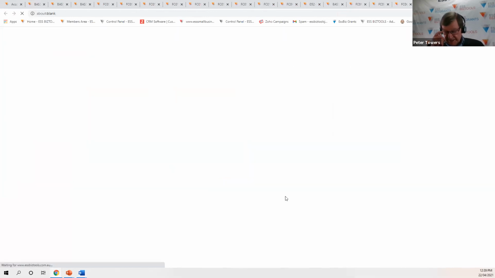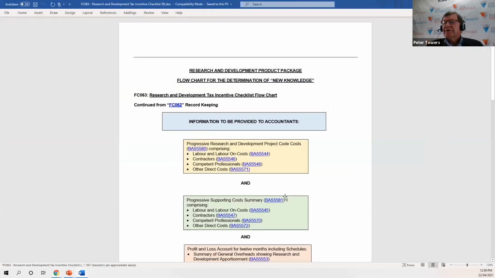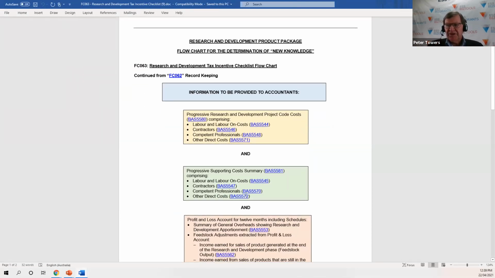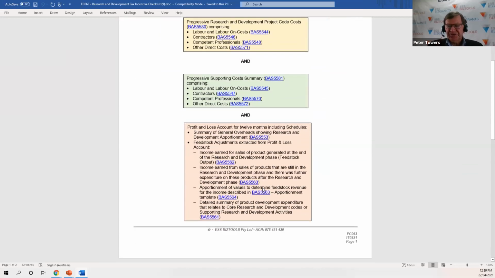We then have the calculation of the tax incentive. So the tax incentive is calculated based on the labour costs and the labour on costs, together with the contractors, other professionals and other direct costs that we talked about before. Then we've got the progressive supporting costs, same things. And then we've got direct allocations, which are determined from the profit and loss account.